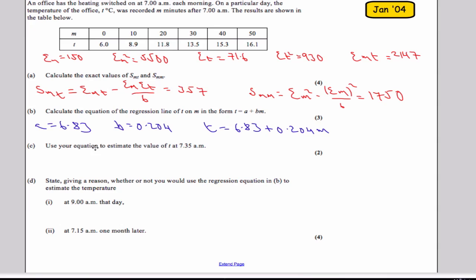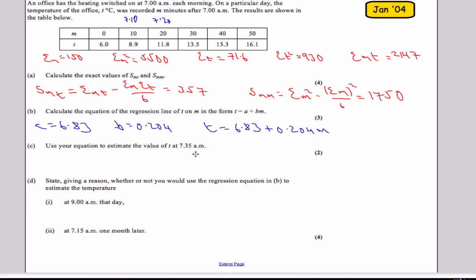Next part, use the equation to estimate the value of t at 7:35 a.m. It's very important that we interpret the question correctly here. Let's just read it again. It says an office heating is switched on at 7 a.m. each morning, and they record the temperature m minutes after 7 a.m. So after 10 minutes, it's 8.9. After 20 minutes, it's 11.8. So that effectively is at 7:10 a.m. This is 7:20 a.m., etc.